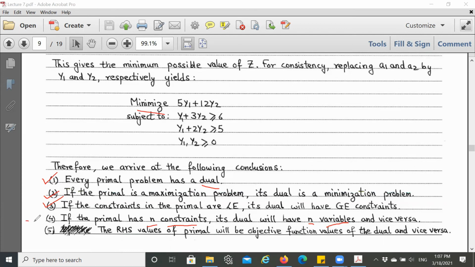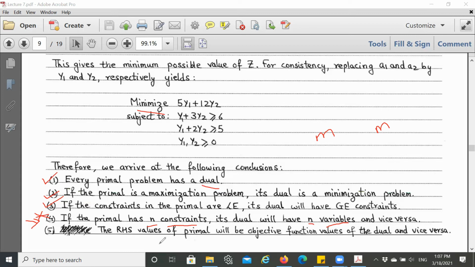This is very, very important. If your primal has n number of constraints, its dual should have n number of variables. So there's a relation between the number of constraints and the number of variables. It's not constraints on both sides. Constraints on one side become variables, and variables become constraints. Similarly, if the primal has m number of variables, the dual will have m number of constraints. So these are related. Keep that in mind. I'm repeating myself. Is it clear to everyone?